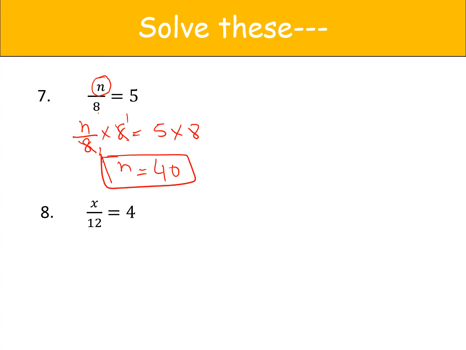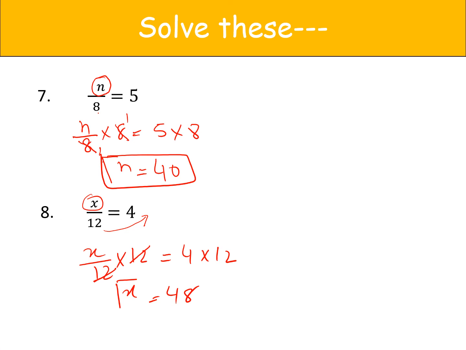Next, I have x divided by 12 equals 4. Now I want to find the value of x and I will move this 12 to the other side because 12 is dividing x. When I move 12 to the other side, I need to multiply because the inverse of division is multiplication. So I multiply 12 to both sides. So 4 times 12, this 12 and 12 got cancelled. 4 times 12 is 48. This is the answer.